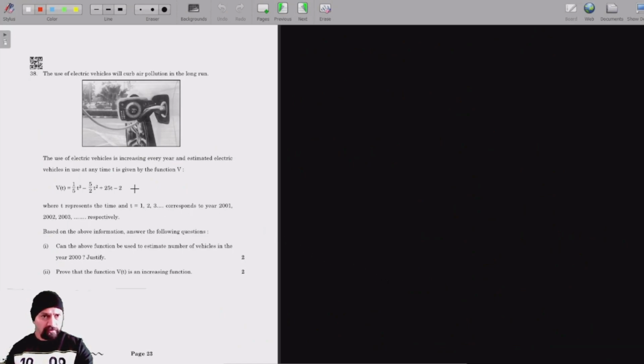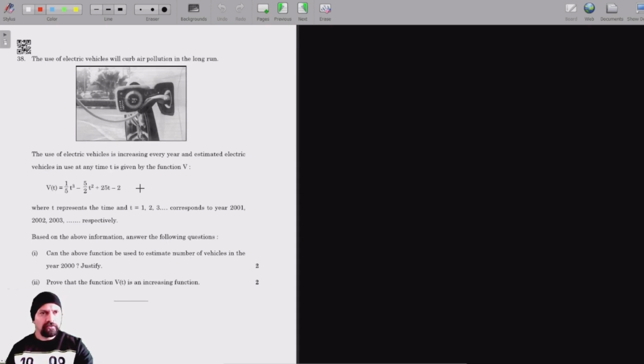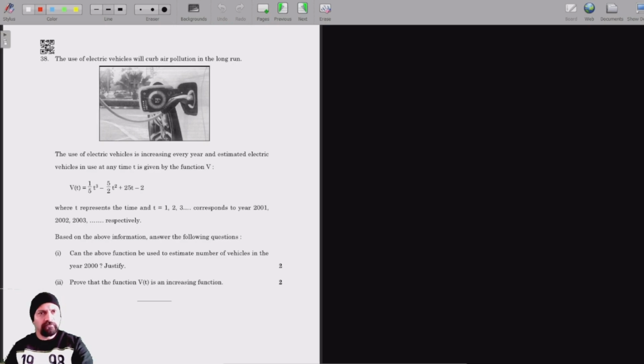Okay, we are on to the final question of this set series. This question says that the use of electric vehicles will curb air pollution in the long run. So we are getting a lot of electric vehicles nowadays. Their use is increasing day by day to minimize air pollution, and the number of vehicles in use at any time is given by the function V.